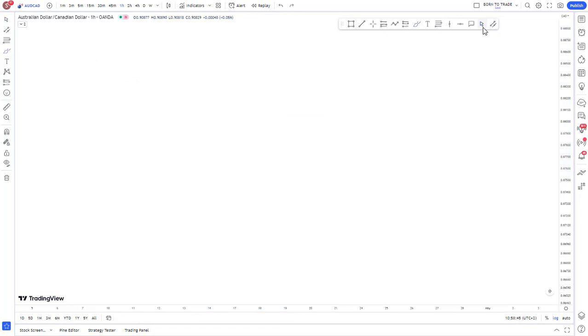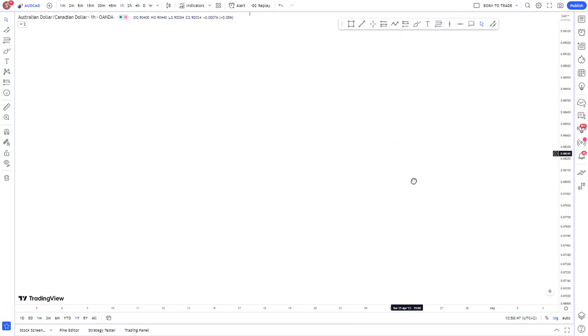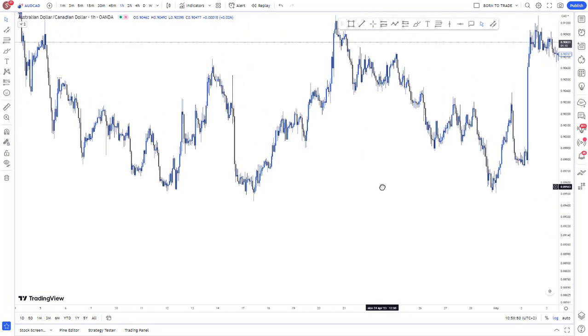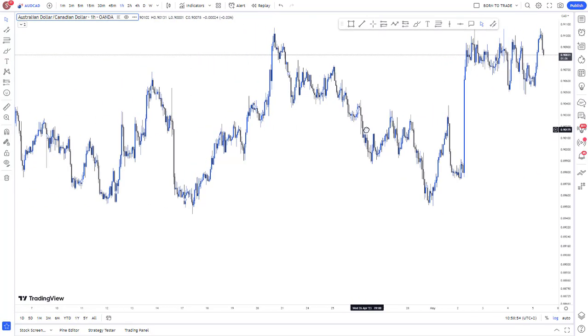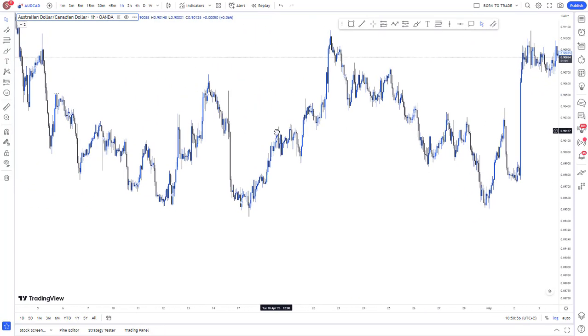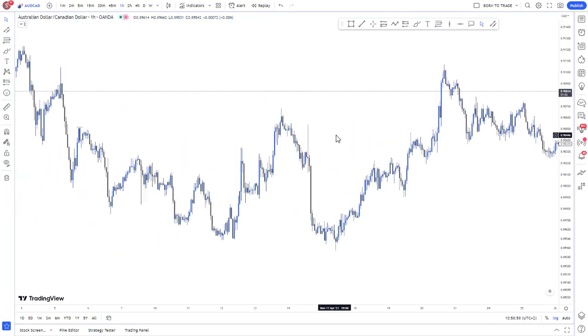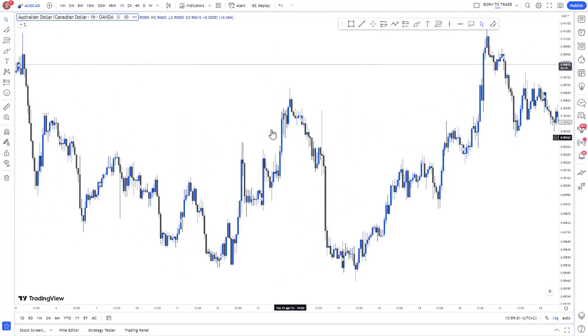So let me just show you examples quickly on the price chart. Okay, so that's what I'm going to do right now. I will show you examples right now. Okay, so zooming in, let's see what we have over here.